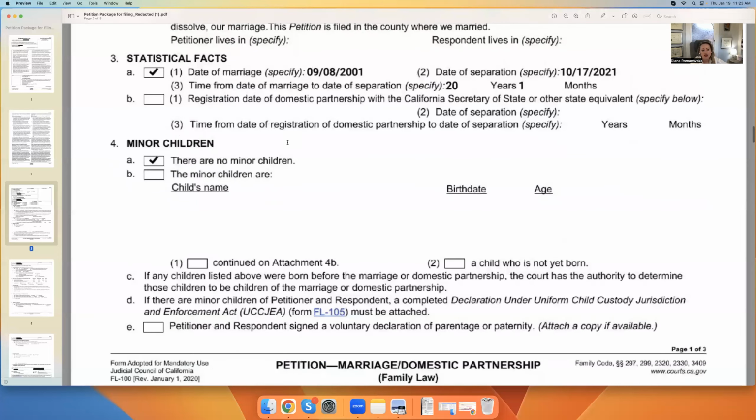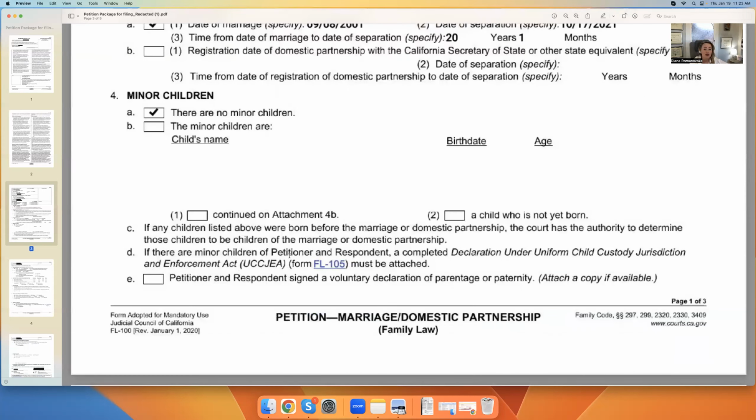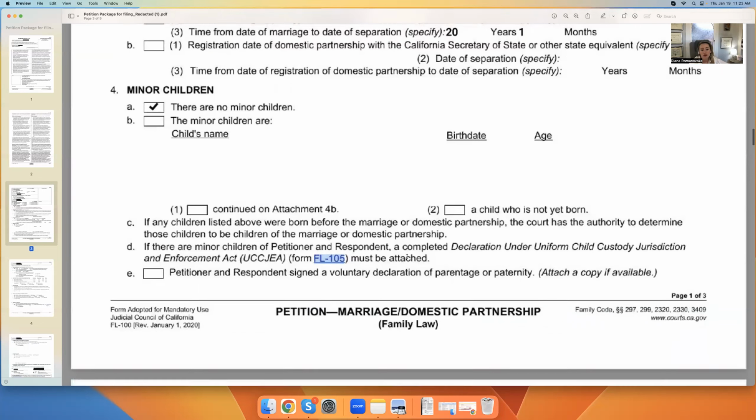Number 4, minor children. There are no minor children. But if you have minor children, you check off and then put name, birth date, and age. And then if you have minor children, there is another form you need to fill out, which is FL-105. I'm not going to go into FL-105 here because it's a very self-explanatory form.